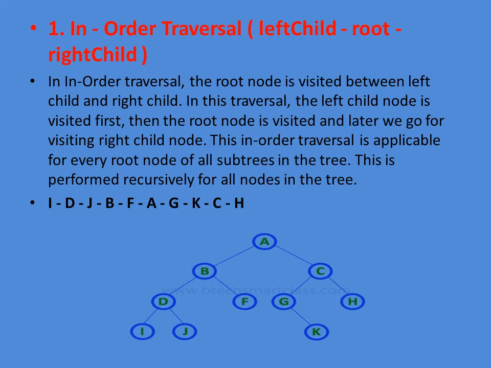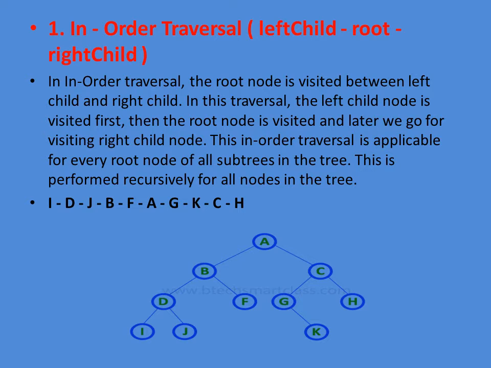In-order traversal. In in-order traversal, the root node is visited between the left child and the right child. In this traversal, the left child node is visited first, then the root node is visited, and later we go for visiting the right child. This in-order traversal is applicable for every node of all subtrees in the tree. This is performed recursively for all nodes in the tree.